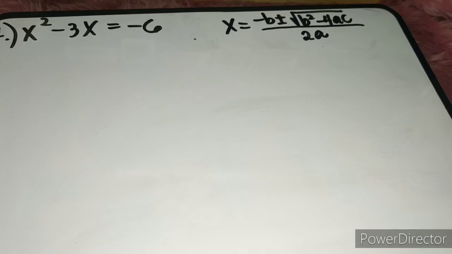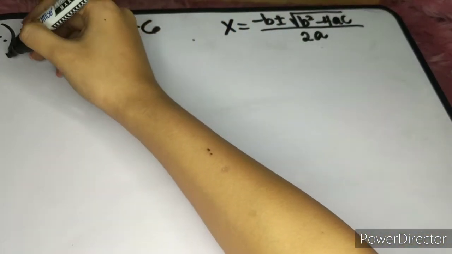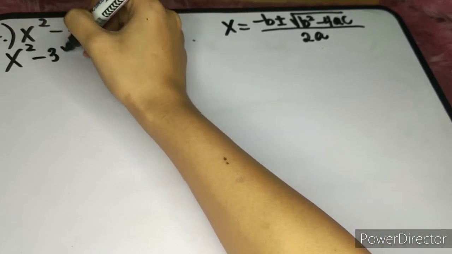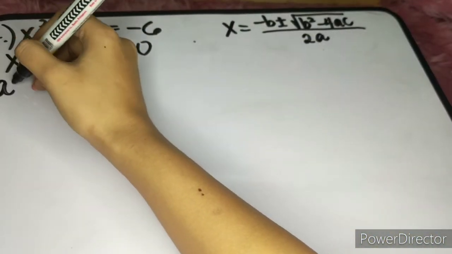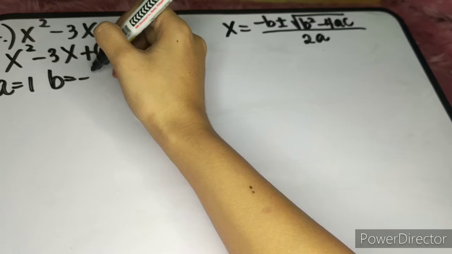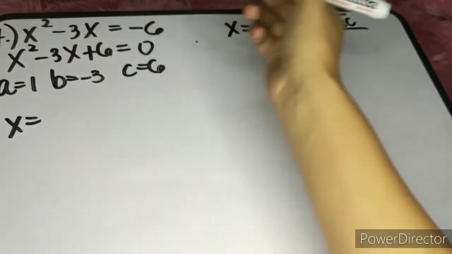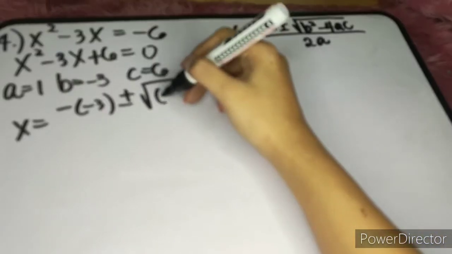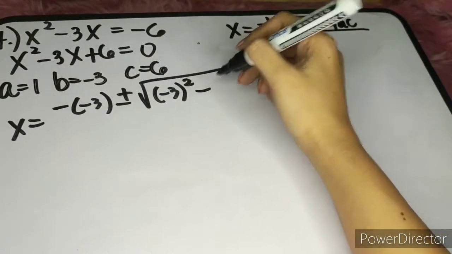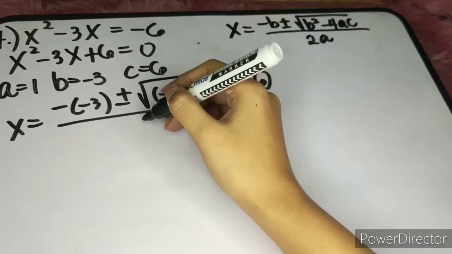It's not yet in general form, so we need to change it into general form. What I will do is I will just transpose this to this side. So it will be x squared minus 3x plus 6 is equals to 0. Okay, and I will identify now our A is 1, B is negative 3, and C is positive 6. And now, let's substitute negative of negative 3, positive negative square root of square of negative 3, minus 4 times 1 times 6 all over 2 times 1.